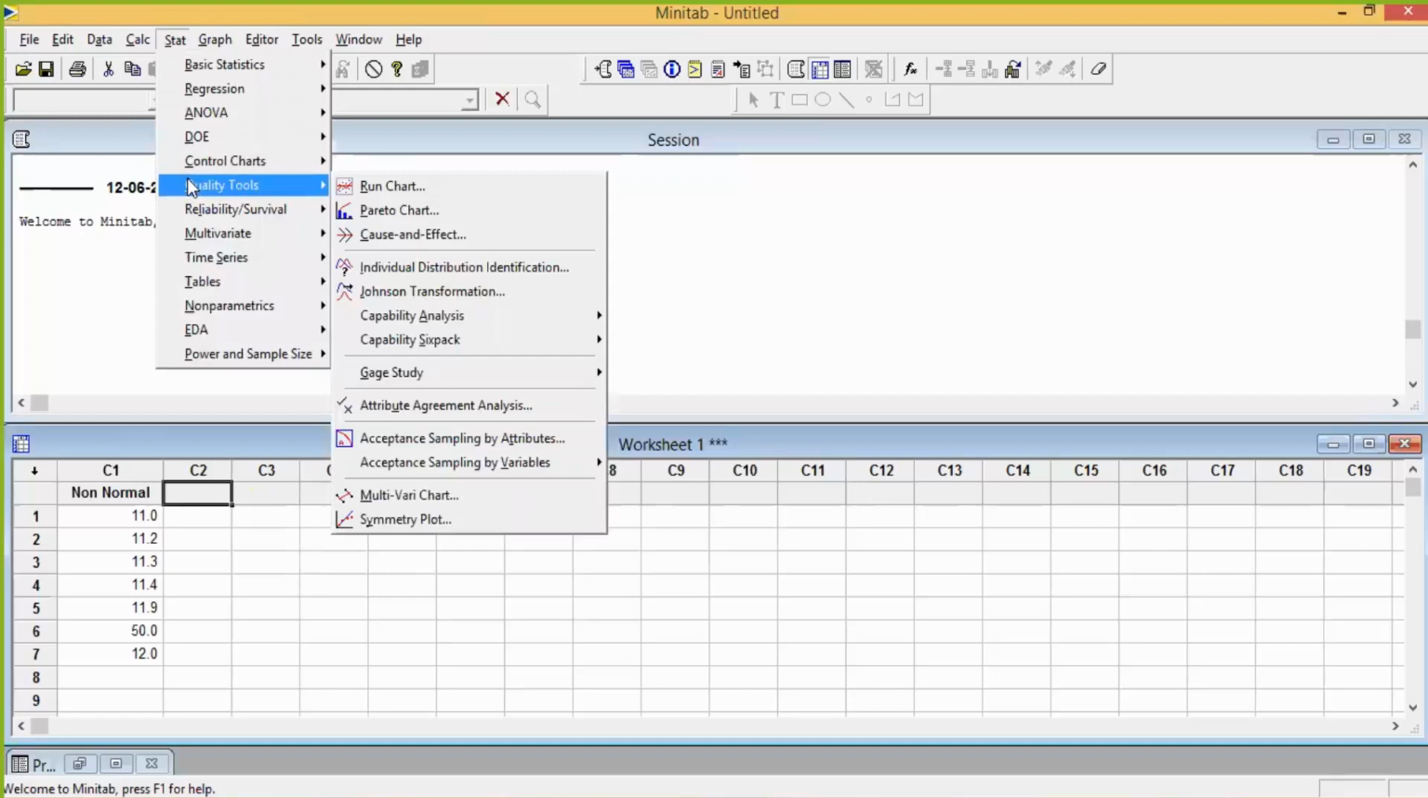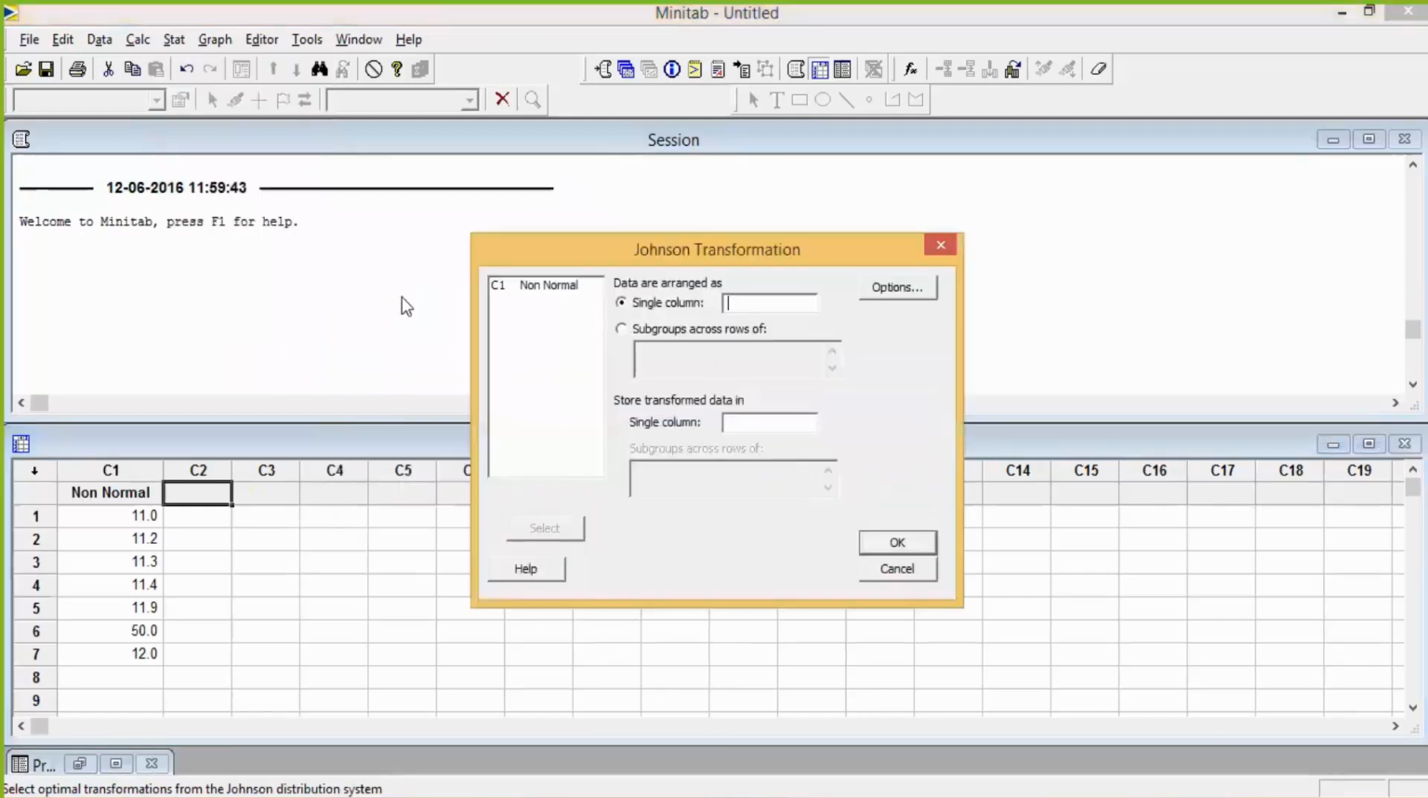click on Quality Tools, take Johnson transformation. Click on that. You select C1, that is the non-normal data. And then it asks for store transform data in single column. You give the column called C2. So your transform data will be stored here, in the C2 column. And then click on OK.